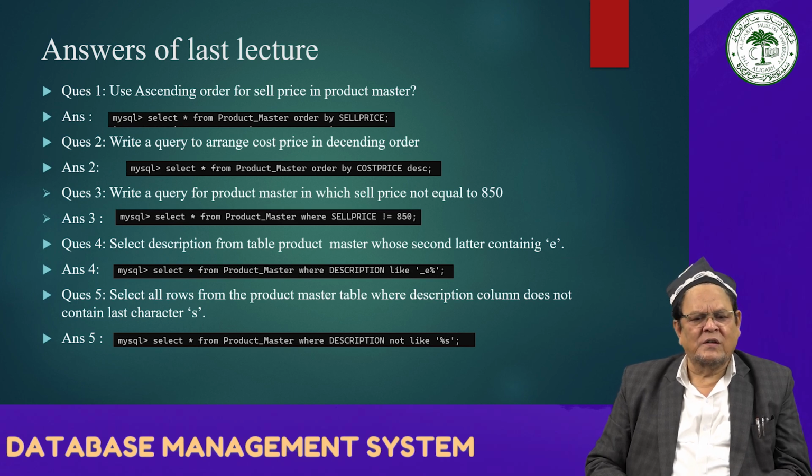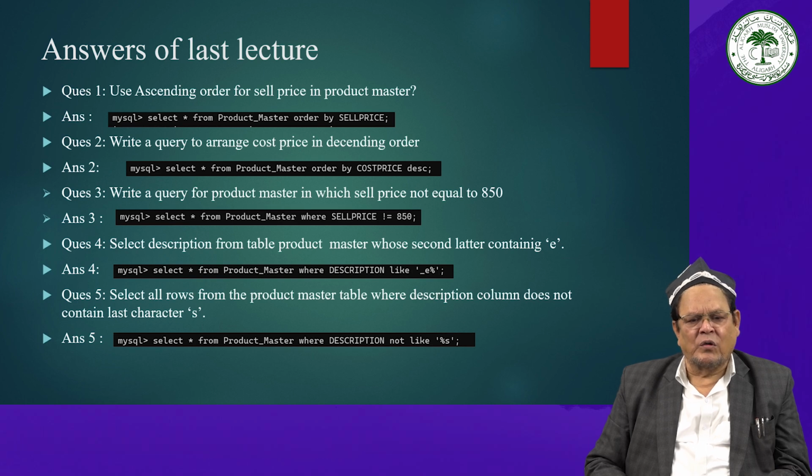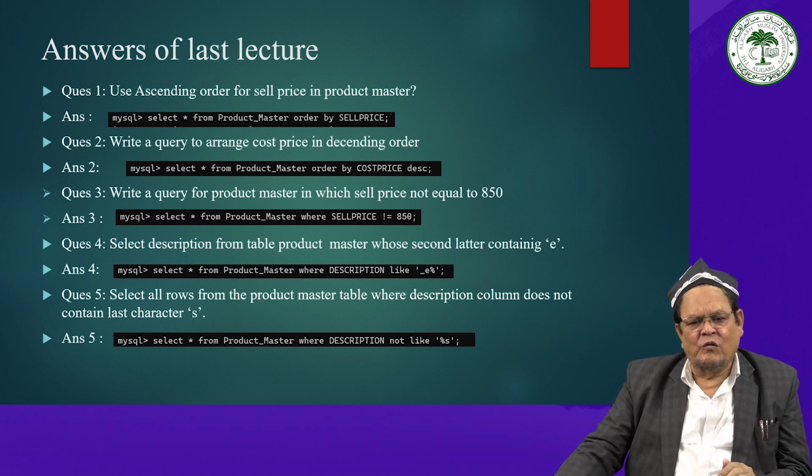The last question was, select all rows from the product master table where the description column does not contain S as the last character. For that, we have to use NOT LIKE. What will the command be? select * from product master where description not like '%s'. It will display the result excluding descriptions whose last character is S.